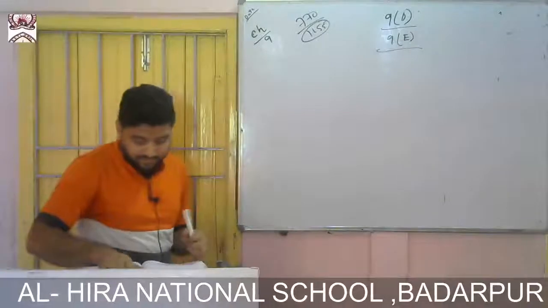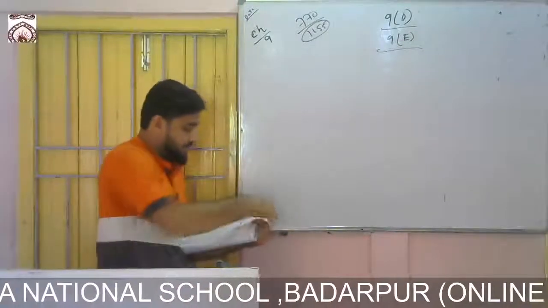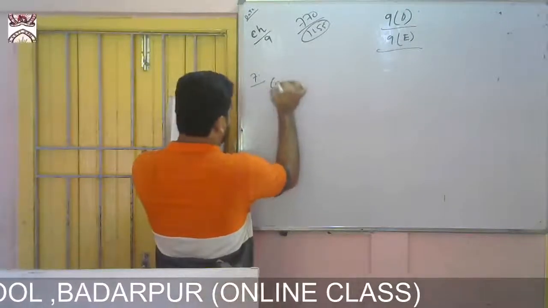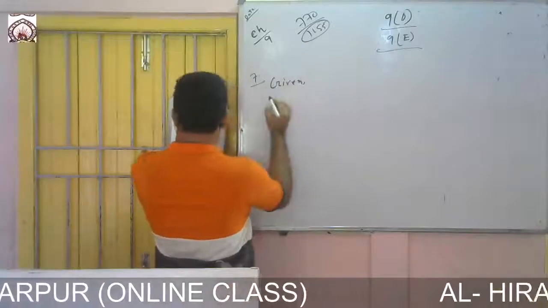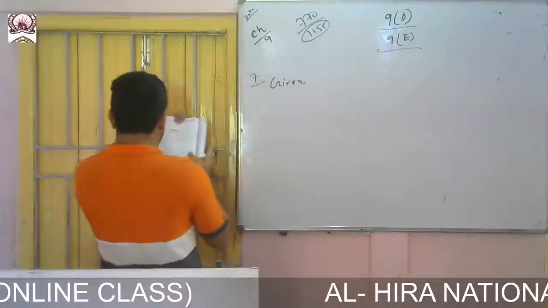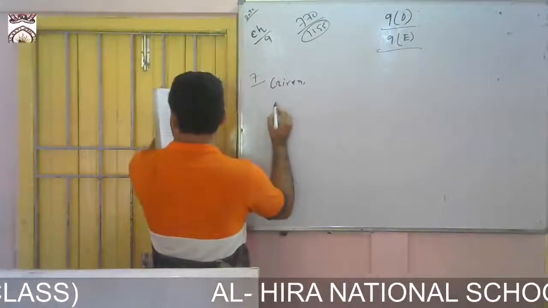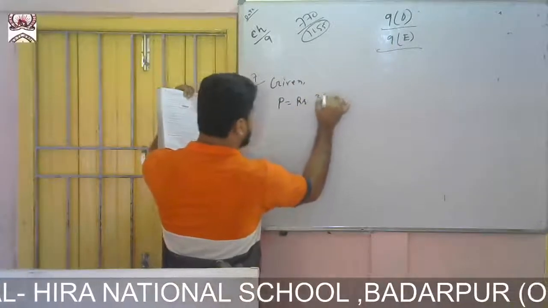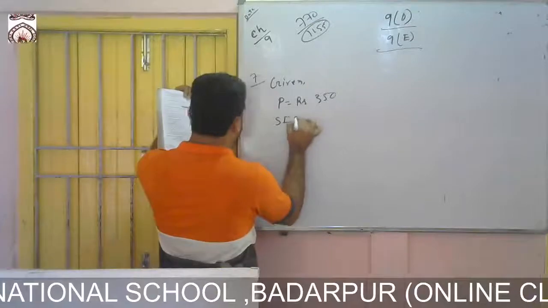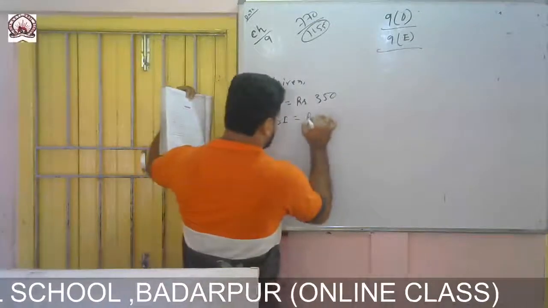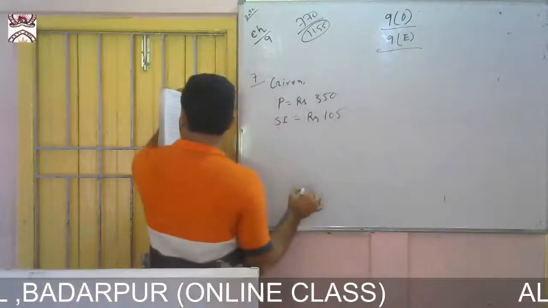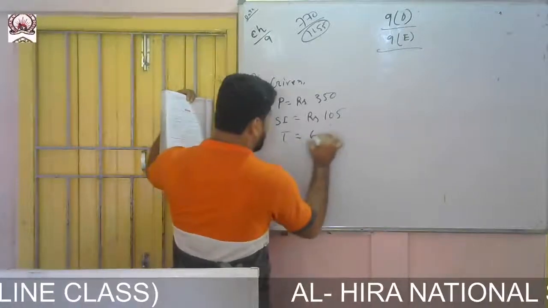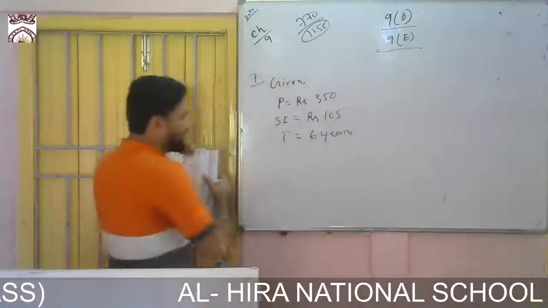Write what is given. P, the principal, is rupees 350, and SI is 105. We need to find the rate of interest. Time is given as 6 years.